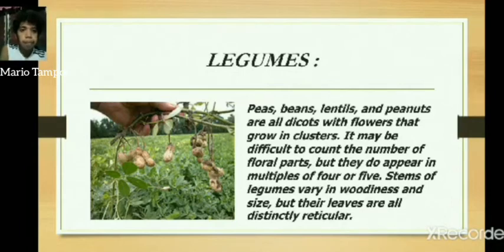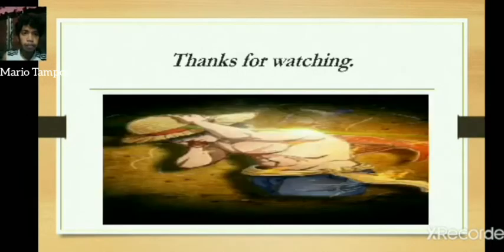Legumes. Peas, beans, lentils, and peanuts are all dicots with flowers that grow in clusters. It may be difficult to count the number of floral parts, but they do appear in multiples of 4 or 5. Stems of legumes vary in woodiness and size, but their leaves are all distinctly reticulate.